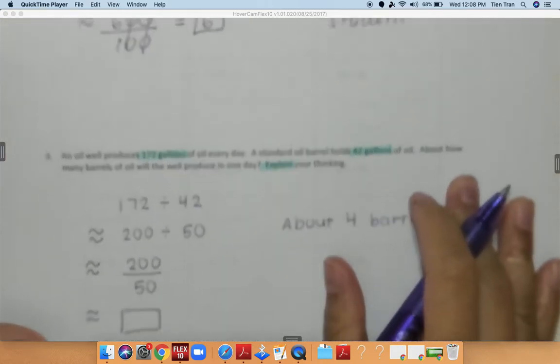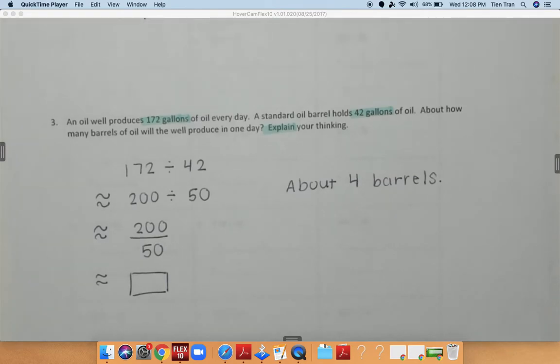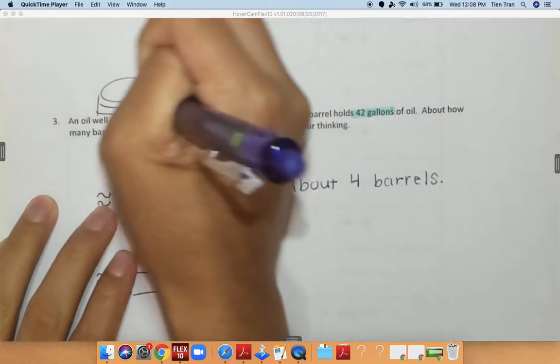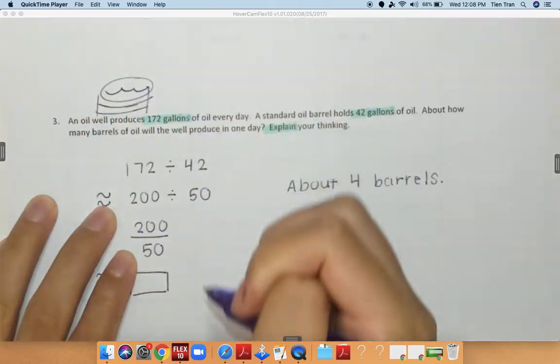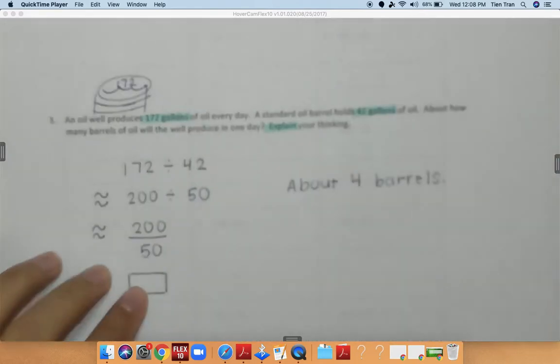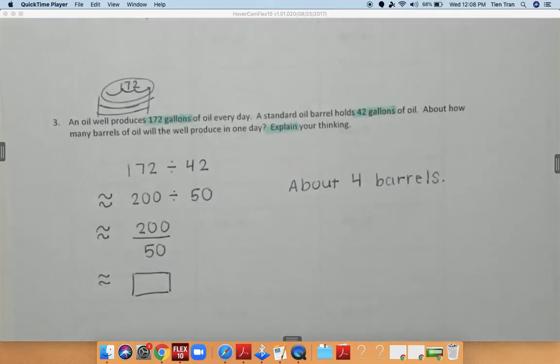Okay, now we're going to move on to problem 3. An oil well produces 172 gallons of oil every day. I'm picturing in my head a well, okay? And this well has a lot of oil in it, okay? And it's 172 gallons of oil in that well. That's what I'm picturing in my head, oil in a well.